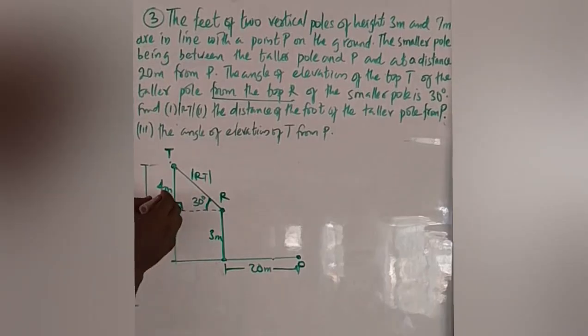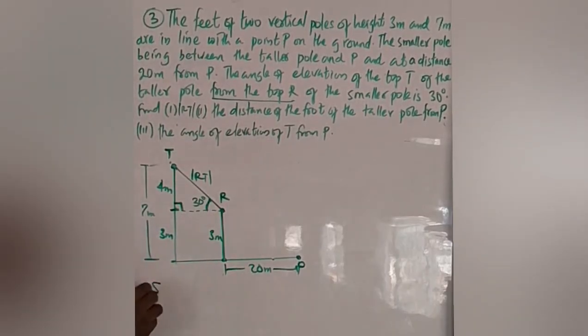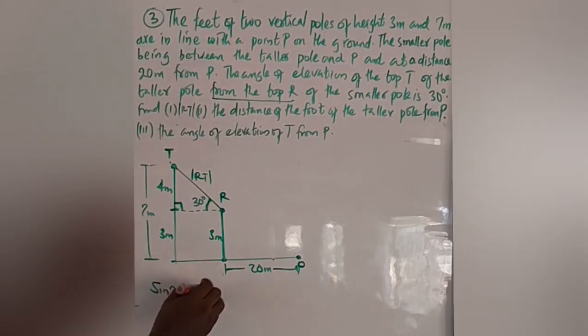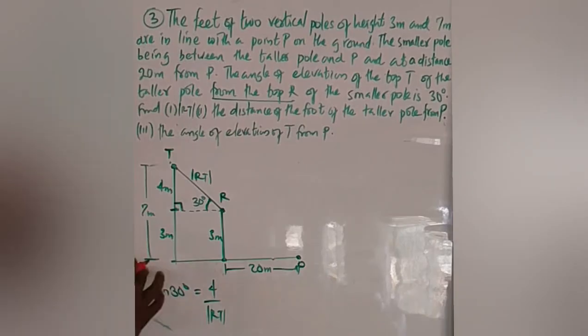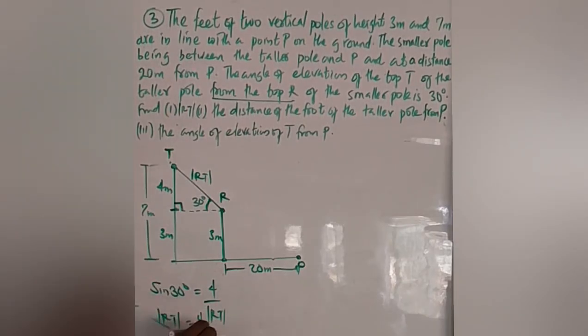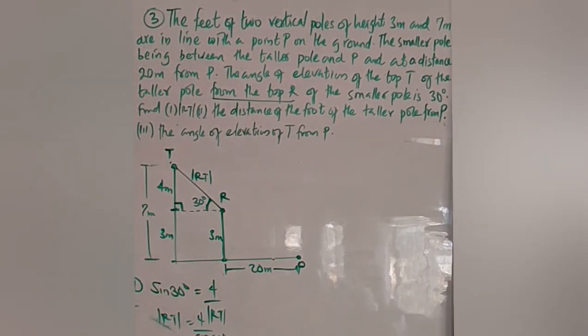So from here, this is opposite over hypotenuse. So we are using what? Sine. So sine 30 equals, what's the opposite? 4 over hypotenuse, RT. From here it means RT, we swap. RT equals 4 over sine 30. So from here RT is definitely 8 meters. That is the first thing we are told to look for.